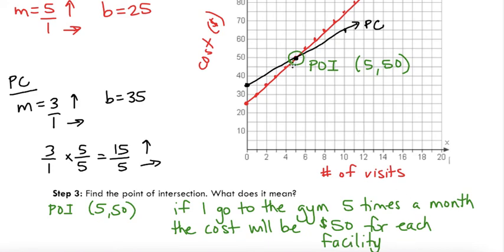So if I was going less than 5 times a month, maybe I would go with the Paris Fitness Club. If I was going more than 5 times a month, I would end up going with the Panther Club. So that's how we can use this information, our point of intersection, to interpret the graph based on real world situations.